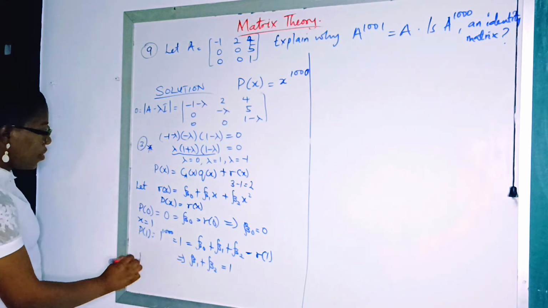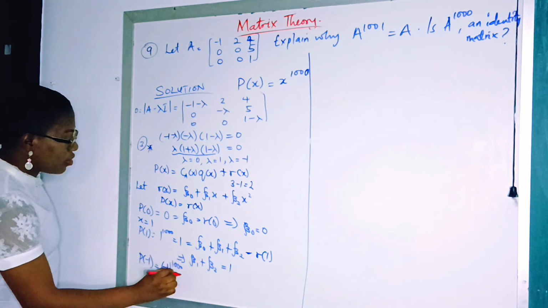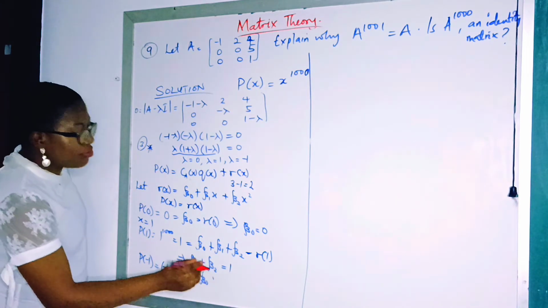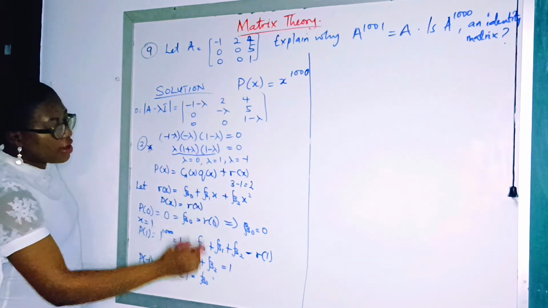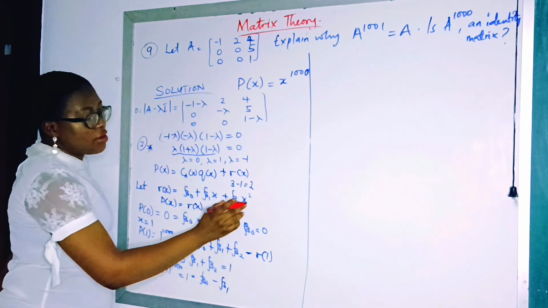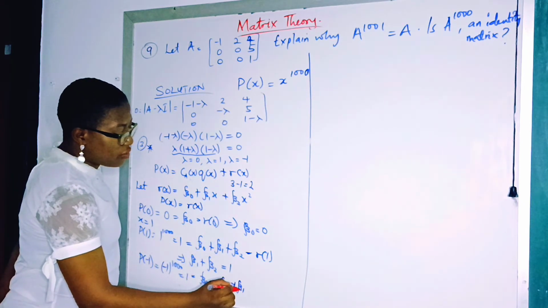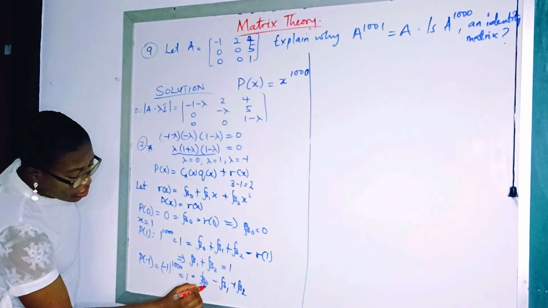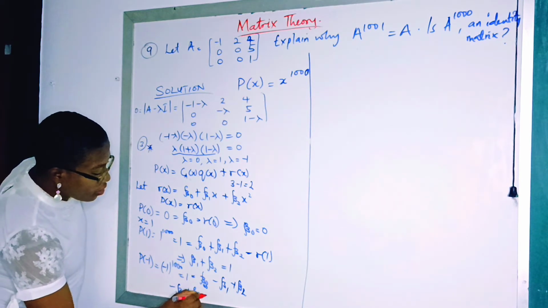Now, P of minus 1 is equal to minus 1 raised to power 1000, which is 1. It's still 1, which is going to give me beta naught plus beta 1 plus beta 2, but now x is minus 1, so I'm putting minus here. I have minus beta 1 plus beta 2, since minus 1 raised to power 2 is now 1. So this is equal to this, and beta naught is 0. So this means that minus beta 1 plus beta 2 is 1.